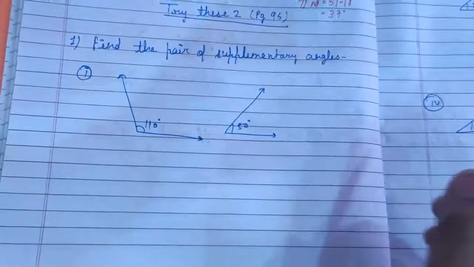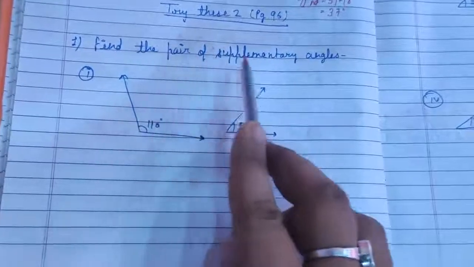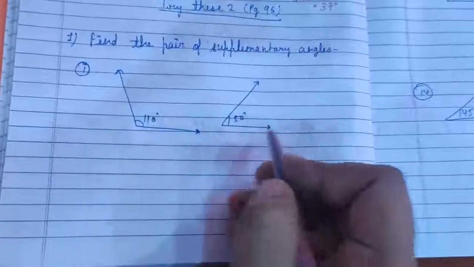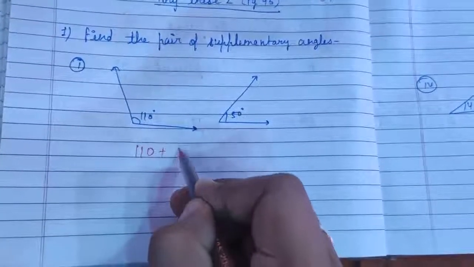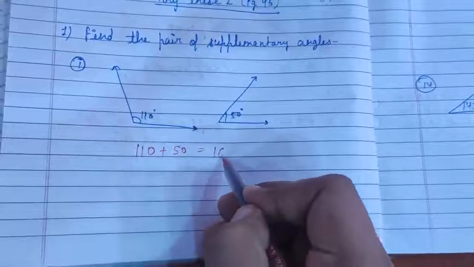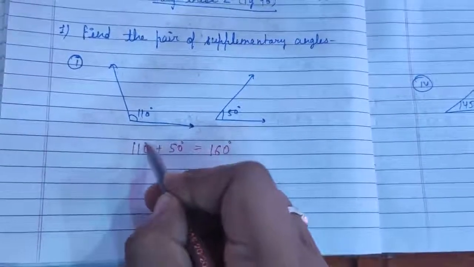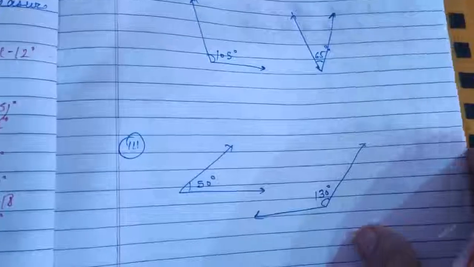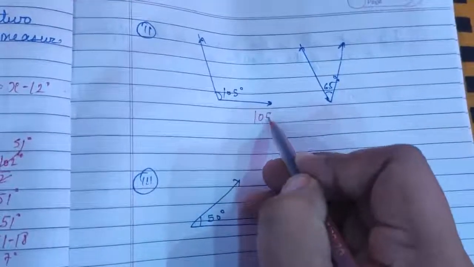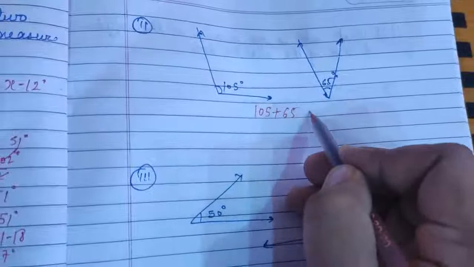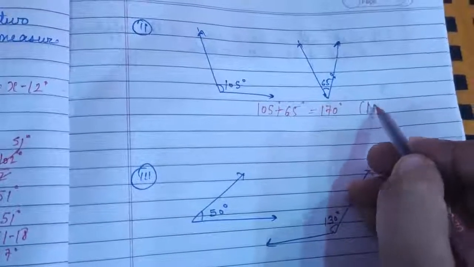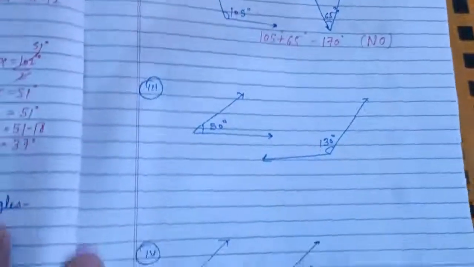Now this is Try These Two, page number 96. Find the pair of supplementary angles. As we have studied the definition of supplementary angles, if the sum of angles is 180 degrees, then it is supplementary angles. Now here you can see it is only 160 degrees. That's why it is no. Now this is the second part, 105 and 65. When we add, 165, what we get? It is 170. Now this is again no, as it is not 180 degrees.